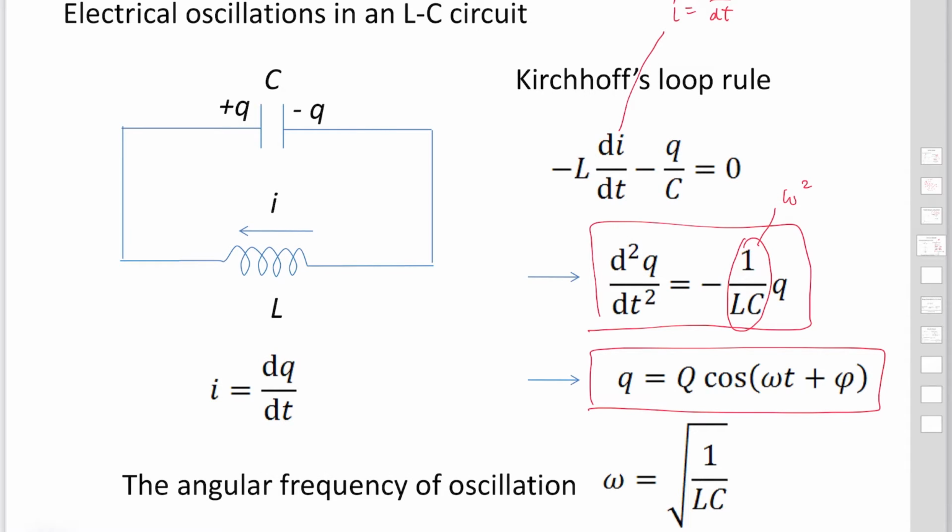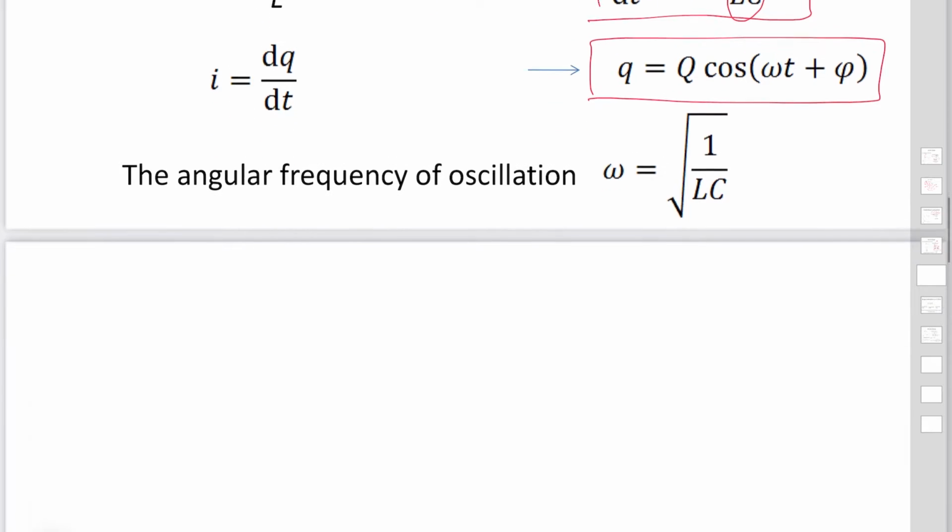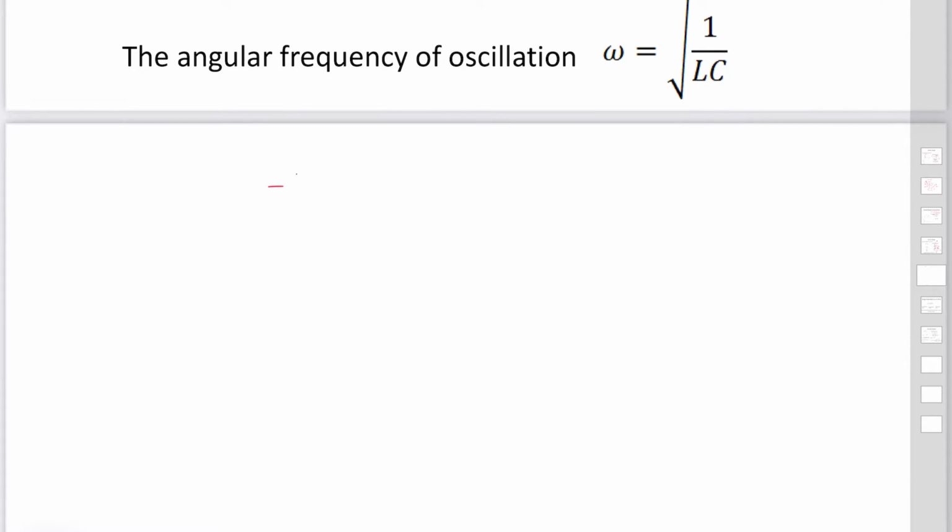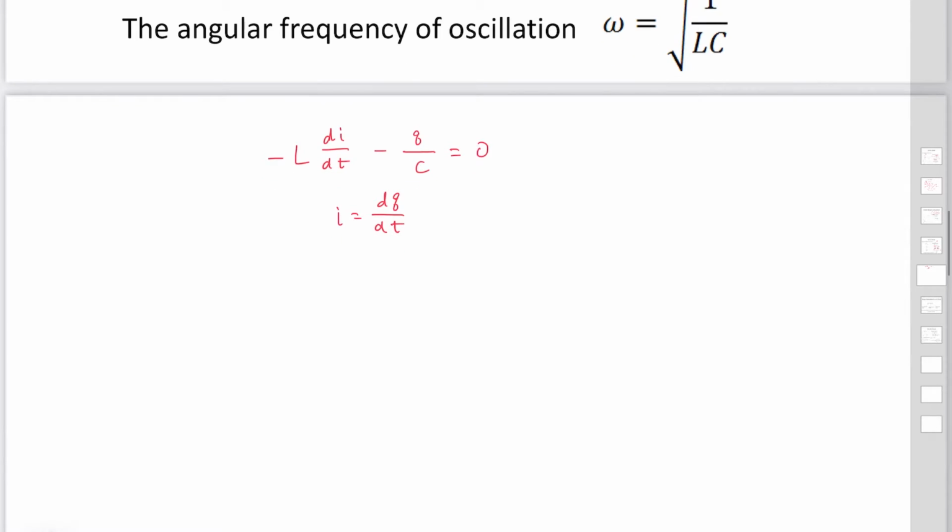We'd like to consider the energies. So we start with the basic equation: minus L di/dt minus Q over C equals 0. Then we multiply by I equals dQ/dt. The first term is expressed as minus L I di/dt. We multiply I with minus Q over C dQ/dt.